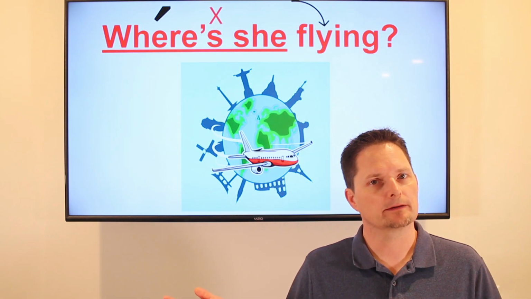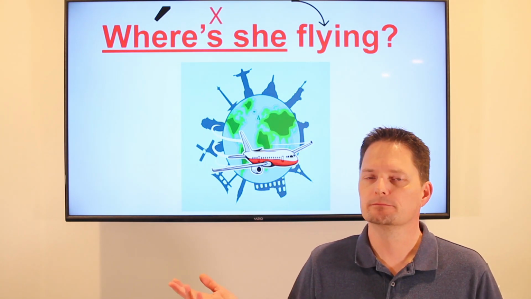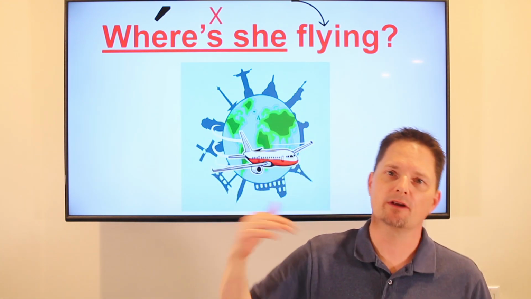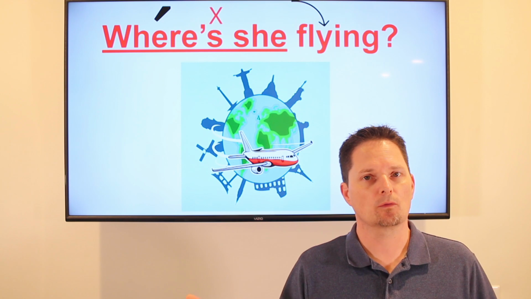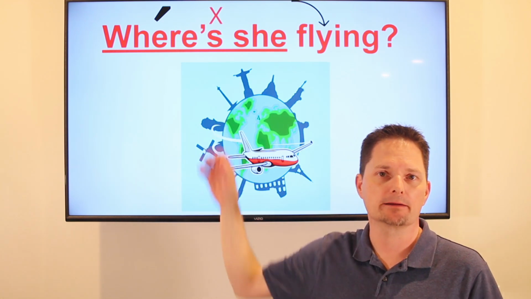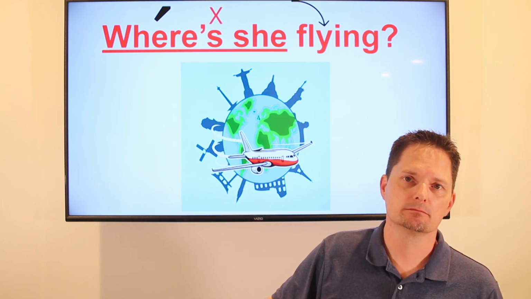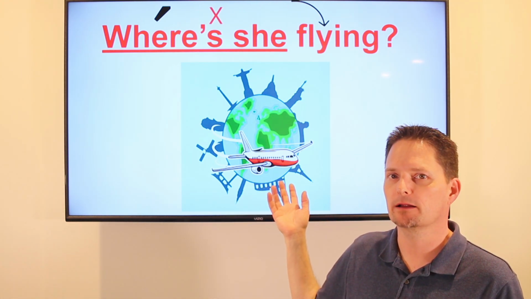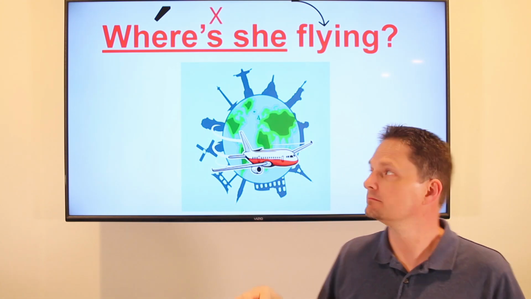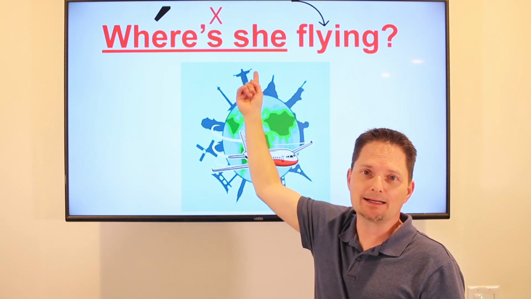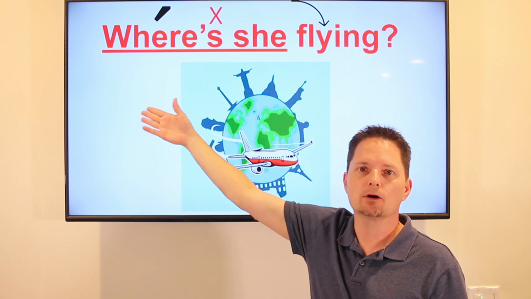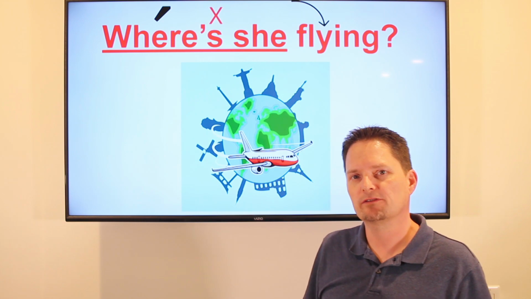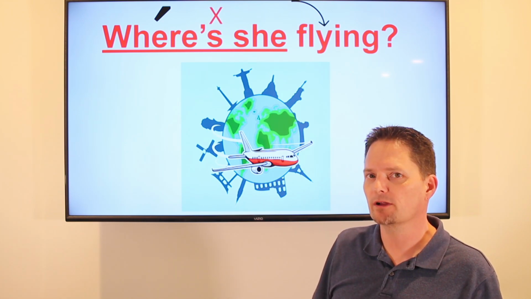Example, where's she flying? So, information question, the intonation goes down at the end. Where's she flying? We stress important words. Where? Flying. Where is she flying? And the pronunciation. Flying or flying? Where's she flying? Remember the S before SH? We don't hear the S. Where's she? Where's she flying?